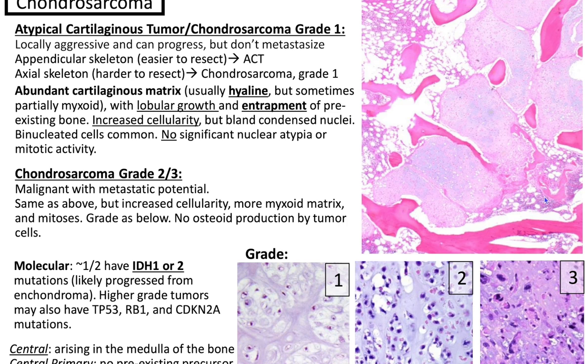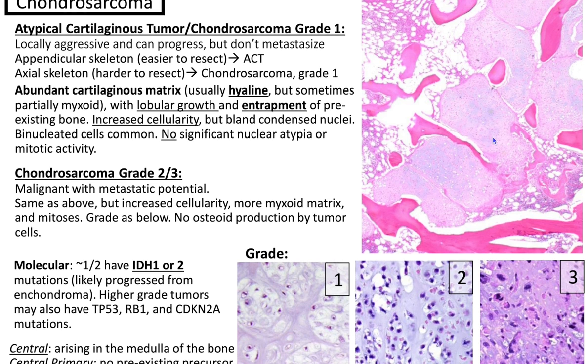So chondrosarcomas, the grade 1s, will have abundant cartilaginous matrix, usually hyaline, but sometimes partially myxoid. They'll have this lobular growth and entrapment of pre-existing bone. You'll have increased cellularity, but the cytology should be bland. You can have common binucleated cells, but no significant nuclear atypia nor mitotic activity. But on low power, just look for that cartilage entrapping pre-existing bone.